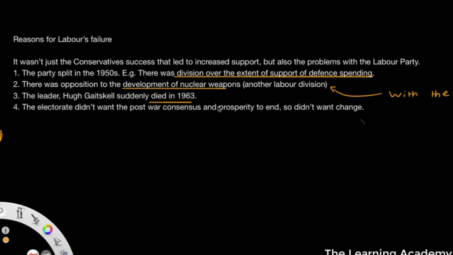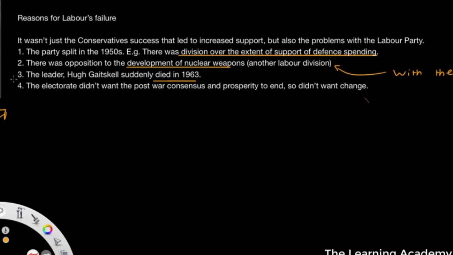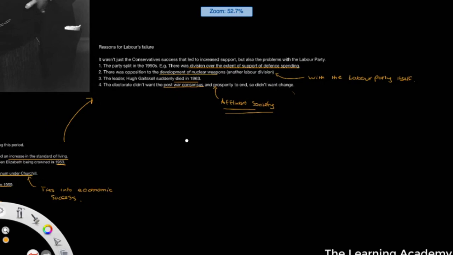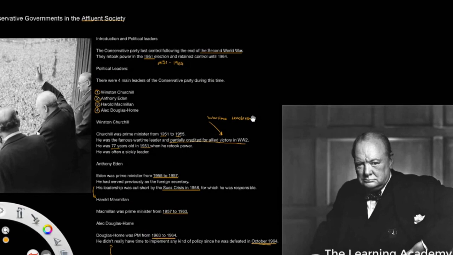And also, because of this idea of a post-war consensus and post-war prosperity, and again, tying back into the idea of the affluent society, people didn't want this period to end. They had gone from the Second World War and then, a few years later, the rebuilding of the economy and the post-war consensus. We see that people didn't want to see an end to this. They wanted to see it carrying on, this post-war consensus. And so, therefore, they didn't really want to vote out the Conservative Party and vote in a different government. And so they carried on voting for the same party. And that's why the Conservative government held power for so long and through so many different leaders.